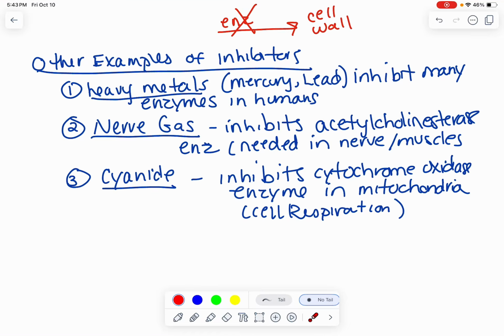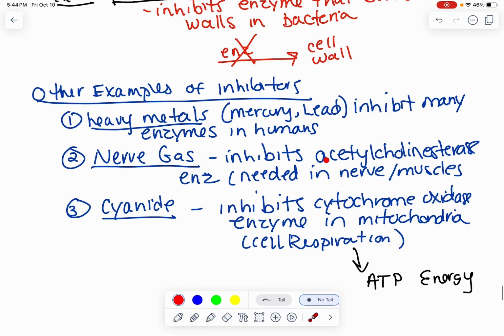Cyanide is also, we know, a poison that kills people. It's a toxin, and it's because it's an inhibitor of this enzyme, cytochrome oxidase, which is one of the enzymes in the mitochondria doing cell respiration. And remember, this is what produces ATP energy that we all live off of. And if your mitochondria aren't making ATP energy, you're dead. You can't fight entropy.